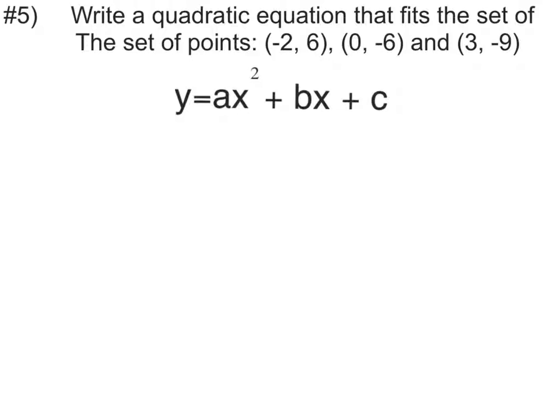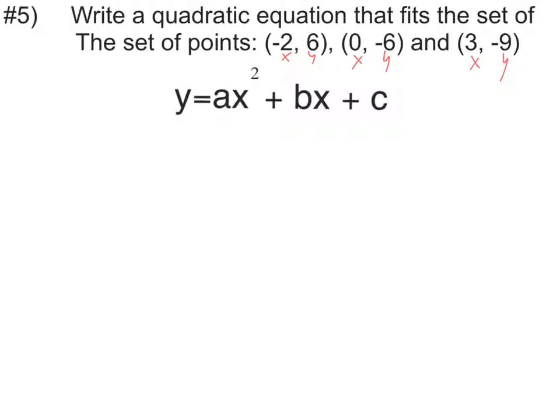So we need to write an equation that looks like this, but we don't know the a, the b, or the c. What do we know? We know 3 points. What are those 3 points? Negative 2, 6, which is really an x and a y value. We have 0, negative 6, which is another x and a y value. And we have 3, negative 9, which is another x and a y value.